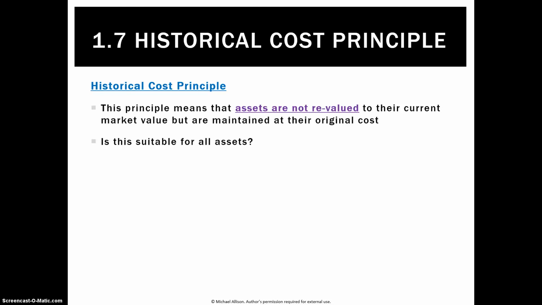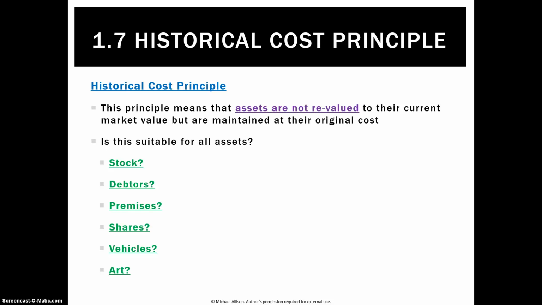So a question we need to ask is, is this an appropriate principle for all assets? For example, inventory or stock. Some stock decreases in value over time. For instance, if I have summer swimwear and it's now winter, I'm probably going to have to lower the price of that. So historical cost might not be appropriate.